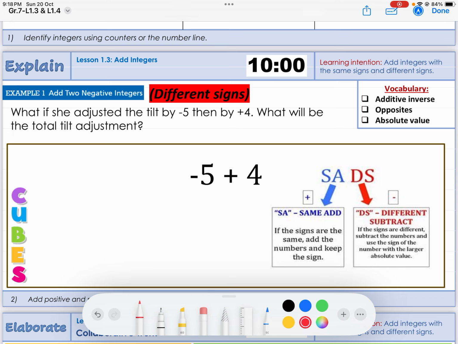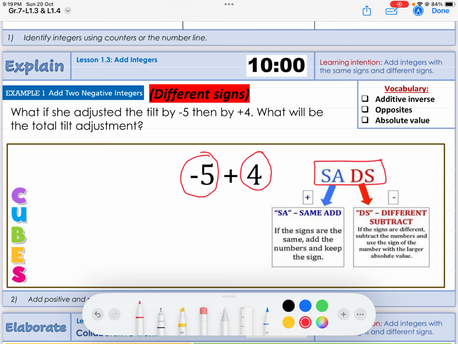Girls, I showed you the new way of how to add and subtract integers just by using the SADs. What does SADs mean? It means same sign, add, and different signs, subtract. The first thing you should do, as I told you in class, is circle the number with its sign. So I'm circling the integer 5 with its sign, which is negative. And I'm circling 4 with its sign, which is positive. This addition sign also represents the sign of the integer after it, so you can circle it like that. Or we can tell that 4 doesn't have any sign, which means 4 is positive.